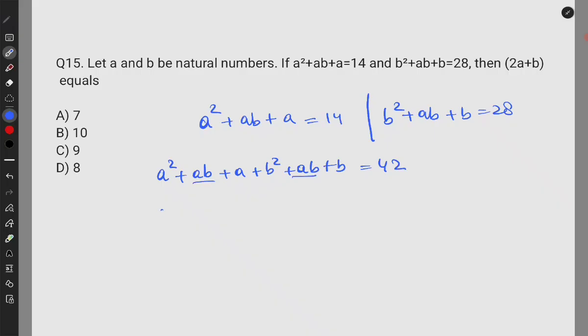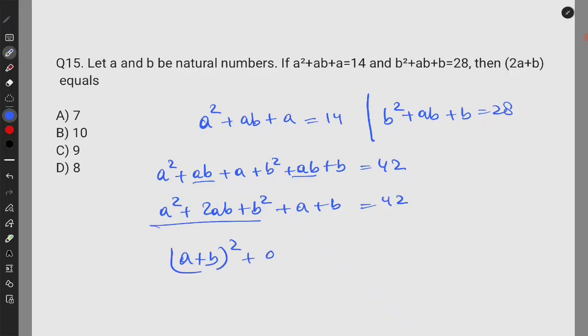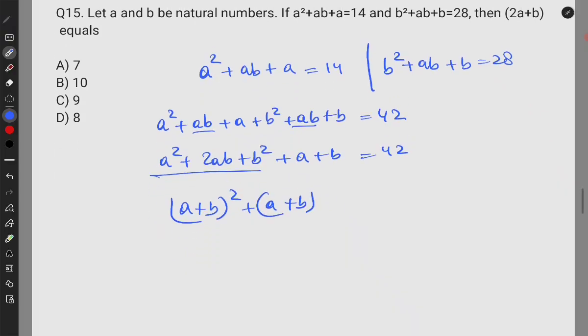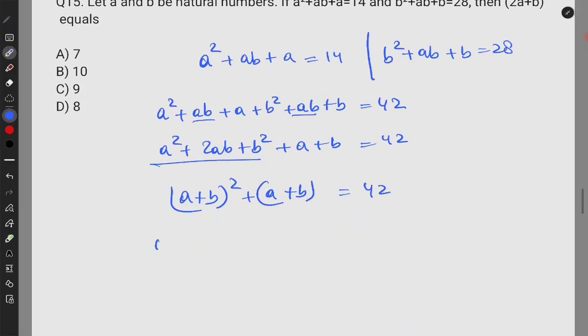Now this equals a square plus 2ab plus b square plus a plus b equals 42. Now we have a plus b the whole square plus a plus b. Now we can take it out common. If we take a plus b common, what are we left with? We are left with a plus b plus 1. So we can do one thing, a plus b times a plus b plus 1.